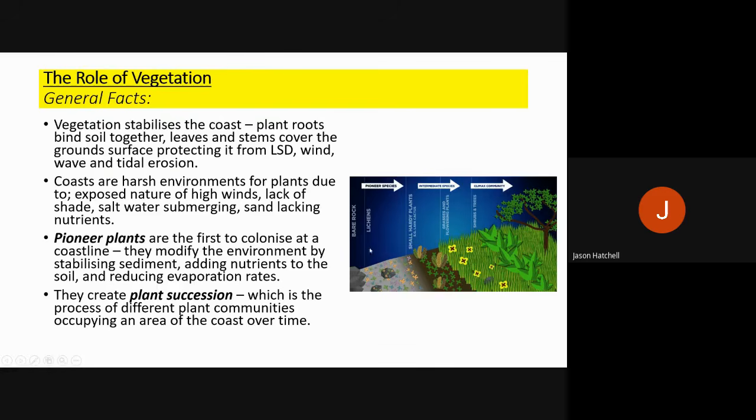Pioneer plants, which you can see in the bottom of the image towards the coastline here, where the waves will interact with those plants, are the first type of plants to colonize our coastline. They modify the environment by stabilizing the sediment, they add nutrients to the soil, and they reduce evaporation rates because they need that water to grow. And then they create what's called plant succession. As you can see in the image, the further you go back towards the coast where we live, the more types of different plants and communities you will find, and the stronger and more stable those plant communities will be because they're less exposed to the water themselves.